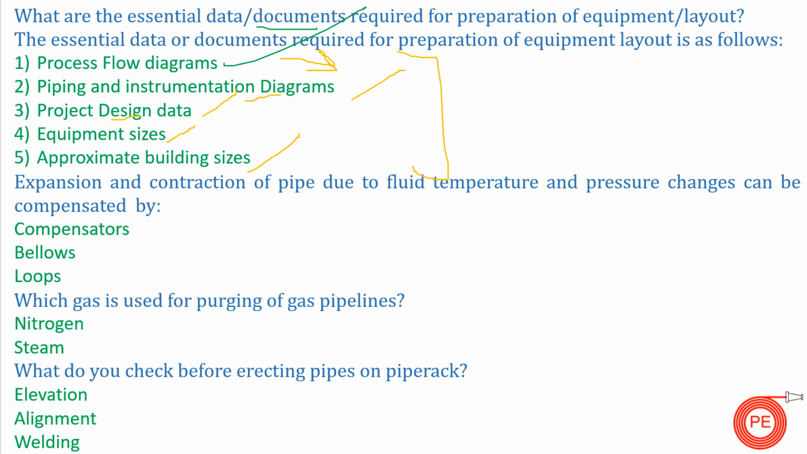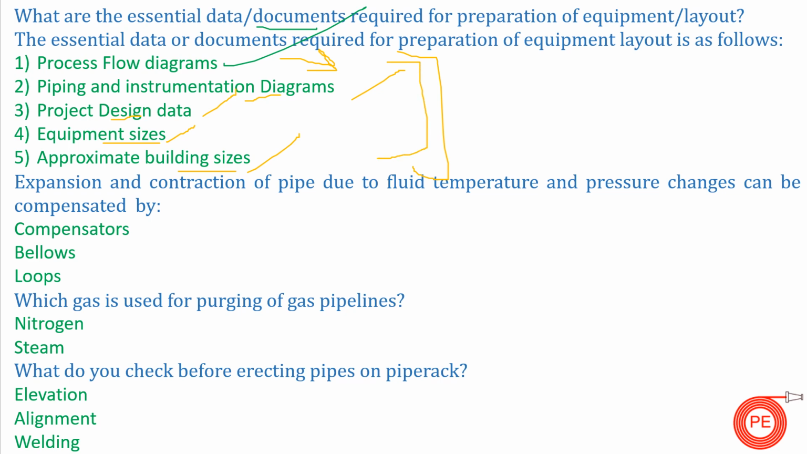Next is your equipment sizes, because ultimately those equipments are to be placed in that layout. So rough sizes, if we don't have the exact sizes and the ordering has not been done, rough sizes based on the previous projects or the basic tender data he would be requiring. And next is approximate building sizes. Approximate building sizes are required because he needs to place all the buildings in the layout, and based on those placings of buildings he needs to build all the basic amenities like roads, sewage drains, fire water, and water system, etc.